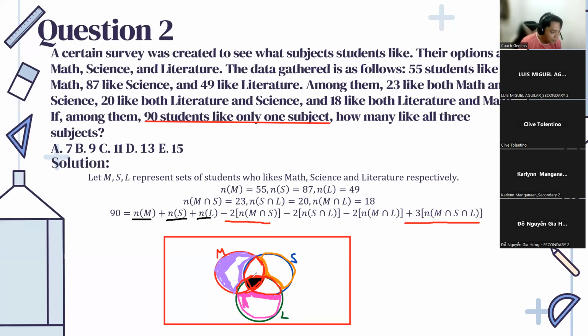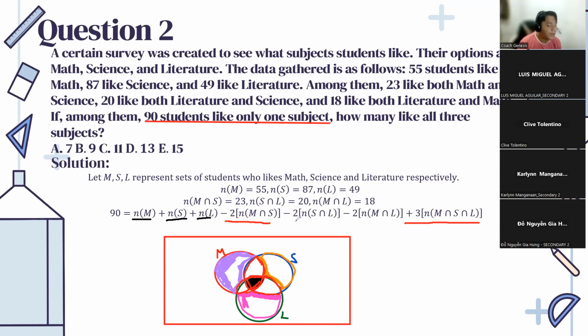Why? Because if you look here, the first intersection, M and S, we've removed it once. For M and L, we removed it again. And for S and L, we've removed it again. So we've removed the middle part thrice already. So you must add it so that it will balance out. So that is how you get this formula.